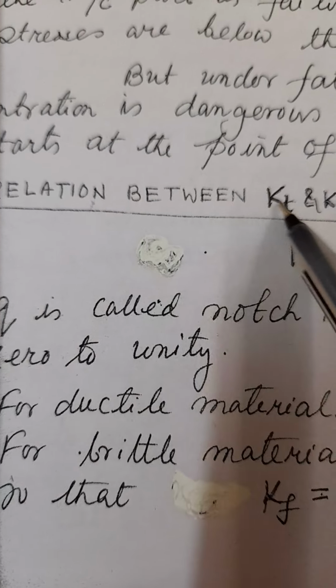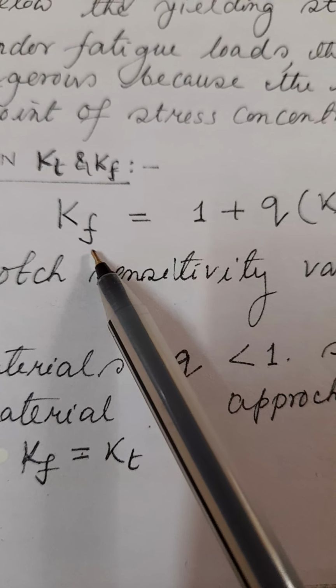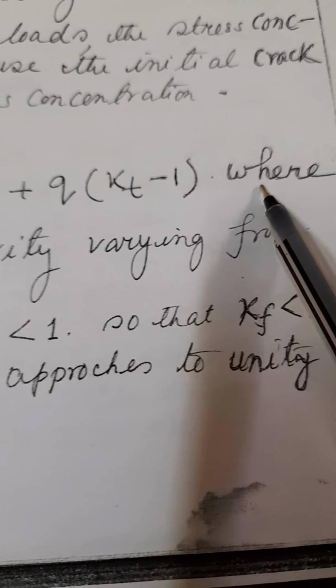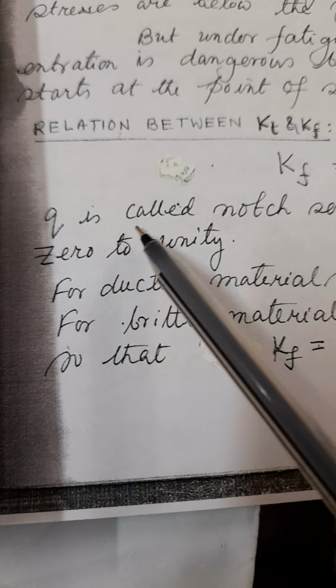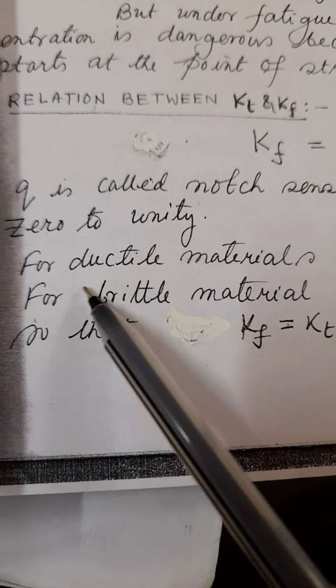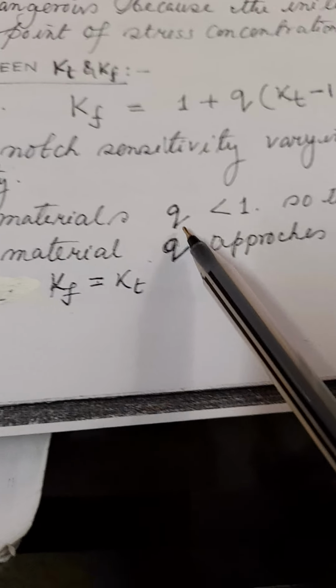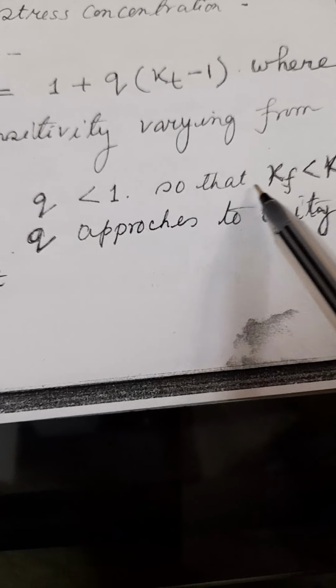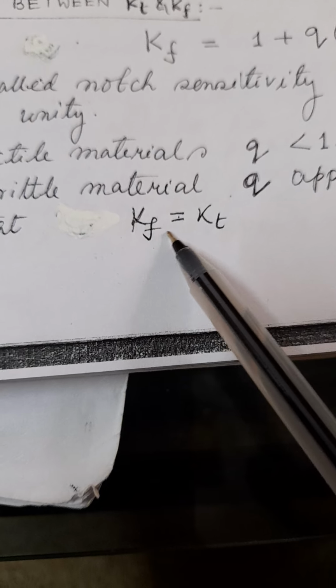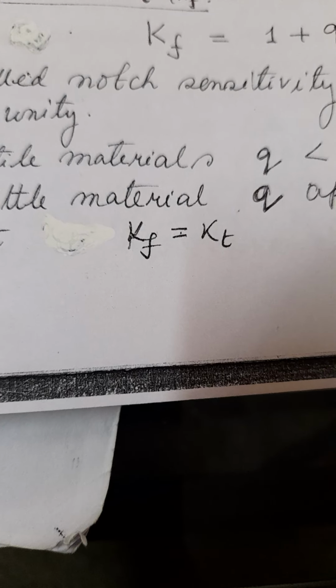Let me go to the relation between Kt and Kf. This relationship exists: Kf is equal to 1 plus q into (Kt minus 1), where q is called notch sensitivity, varying from 0 to 1, 0 to unity. For ductile materials, q is less than 1, so that Kf is less than Kt. And for brittle material, q approaches unity, so that Kf and Kt are equal.